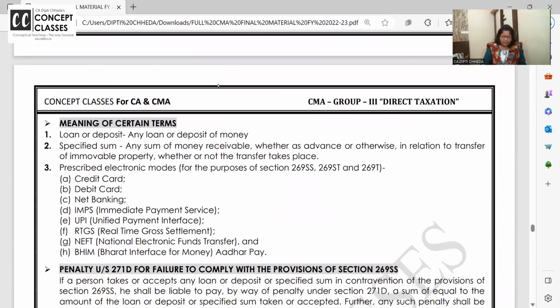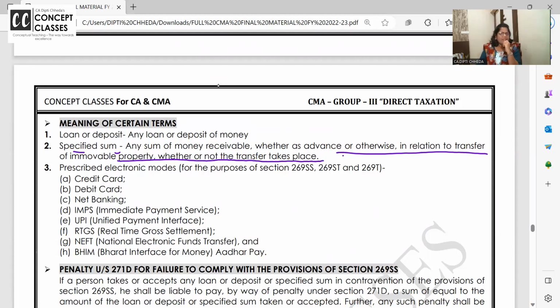Let us read that first. Loan means any loan or money which you have taken. Specified sum means money, whether advance or otherwise. Prescribed modes are given. See, specified sum includes advance or otherwise money which you have taken for transfer of immovable property. Means I have sold my property to you, dear students. Then whatever amount you pay, I need to take it by online mode. I can accept cash maximum 20,000.